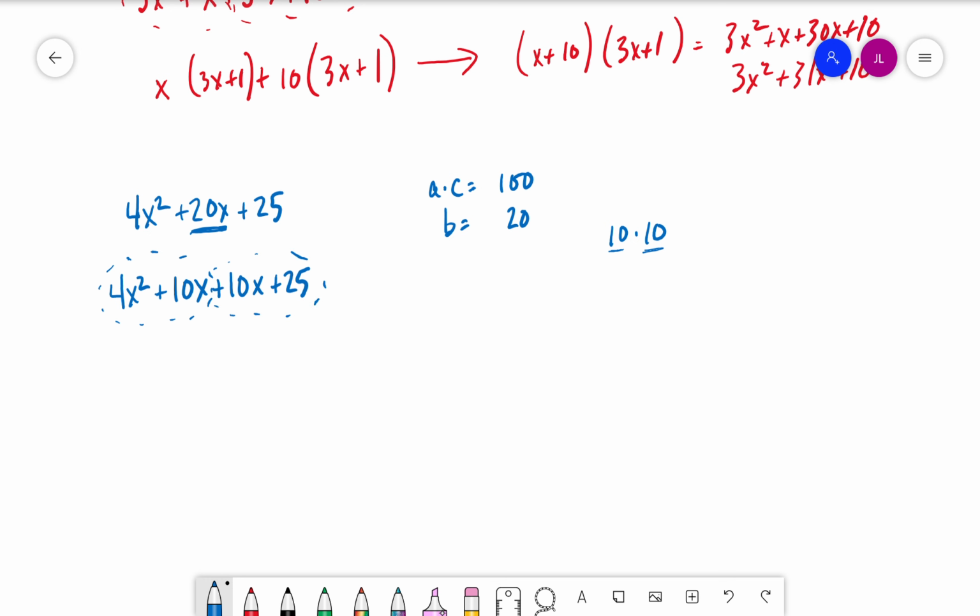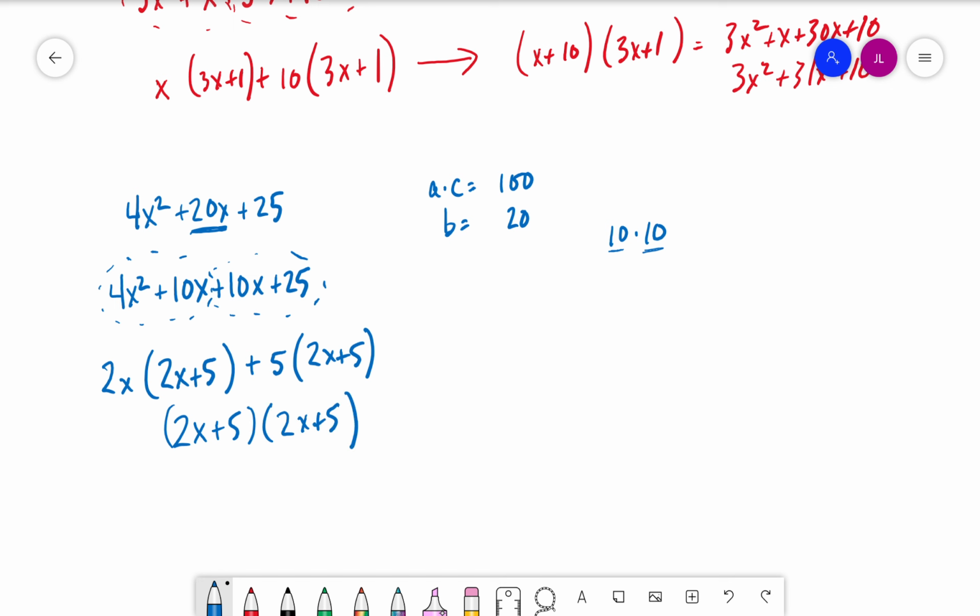So 4x² plus 10x, we can factor a 2x out of there, and we get 2x plus 5. Then if we factor out here, we can get a 5 out of there, and we get 2x plus 5. So really, we're looking at 2x plus 5 times 2x plus 5. Or we could also say this is 2x plus 5 squared.